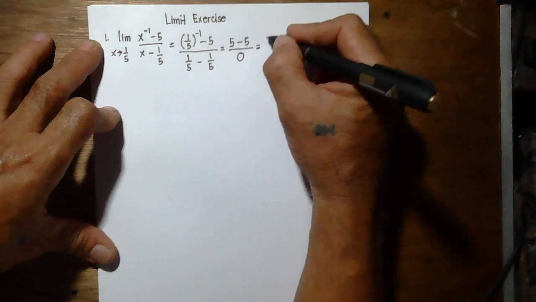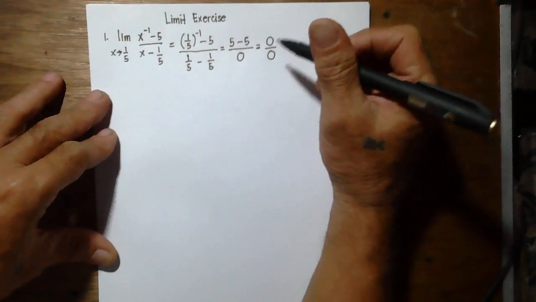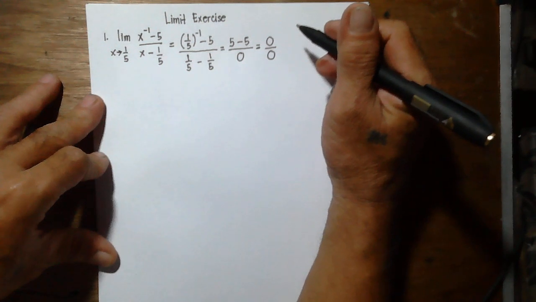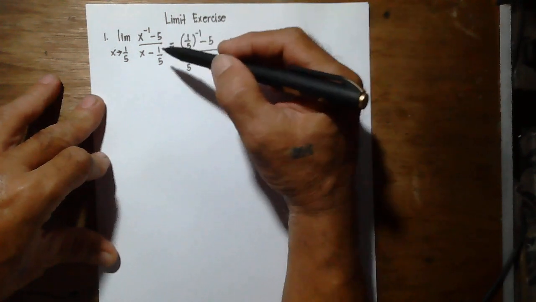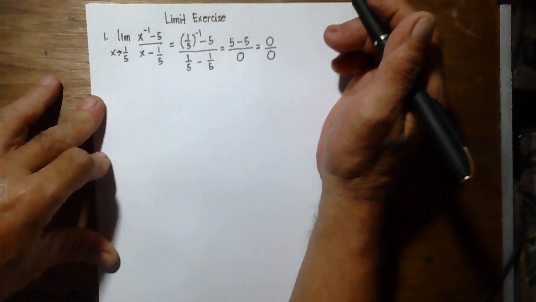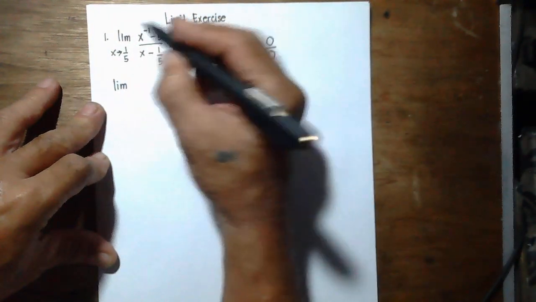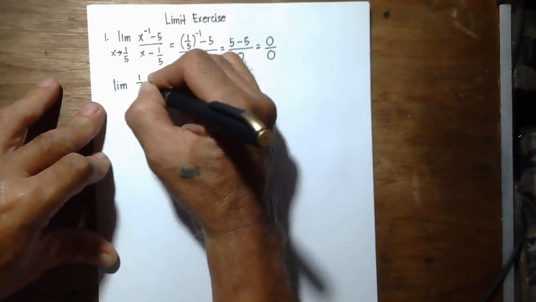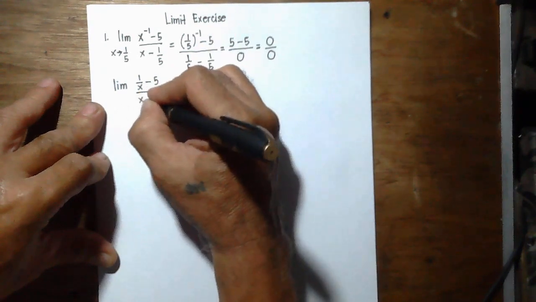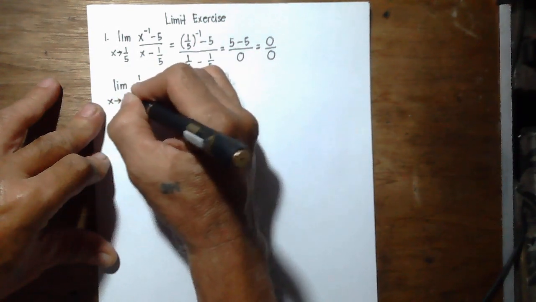Simplifying further, we have 5 minus 5. Again, that is 0. So that gives us an indeterminate form, which is 0 over 0. Now, we will try to rewrite this limit function so that it gives us a valid result. Rewriting this, x raised to negative 1 can be written as 1 over x, so we have (1 over x minus 5) over (x minus 1 over 5) as x approaches 1 over 5.